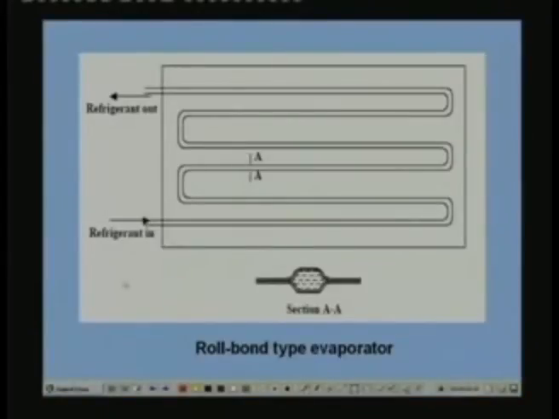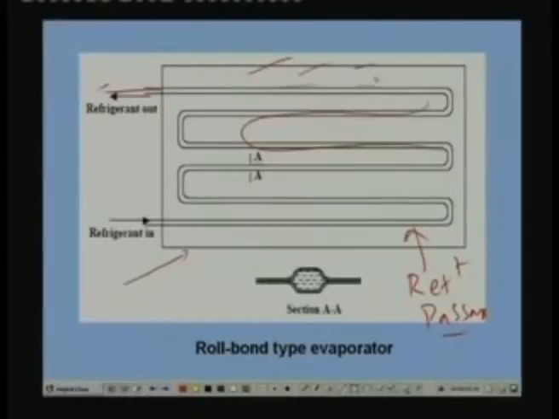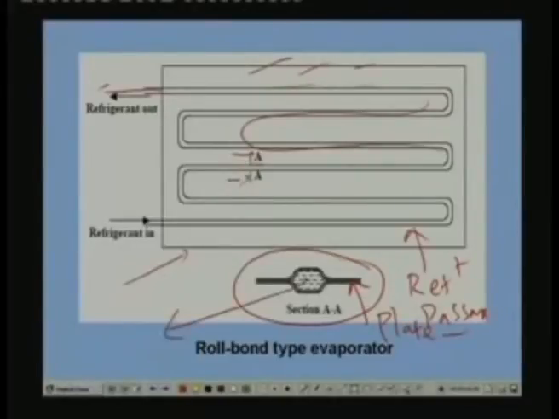It basically consists of a plate which contains refrigerant passages. I should not call it tubing, but refrigerant passages, through which the refrigerant flows. For example, the refrigerant enters like this, flows this way, and finally leaves like this, and air flows over the outside. That means on this surface you have air, and if you take a section at, let us say, A, the section looks like this. This is your plate, this is your refrigerant, and air is on the outside.